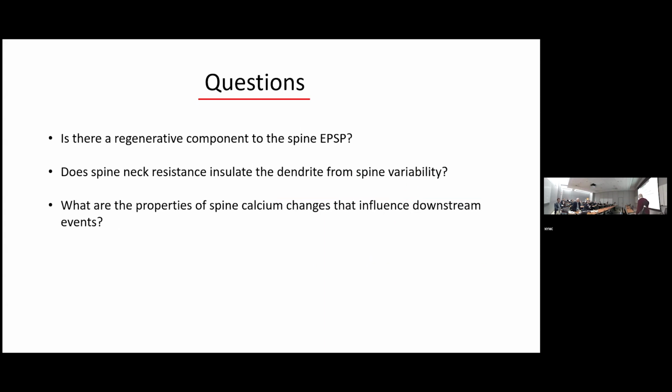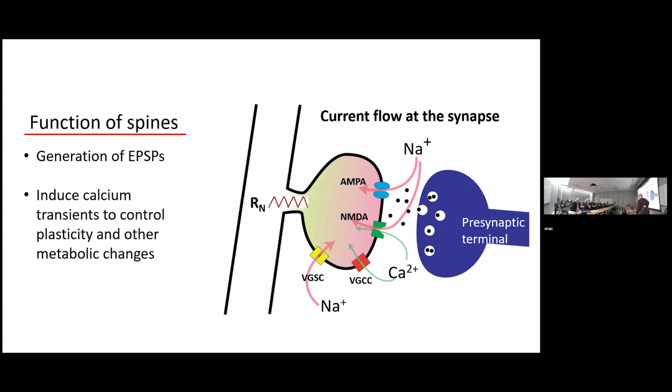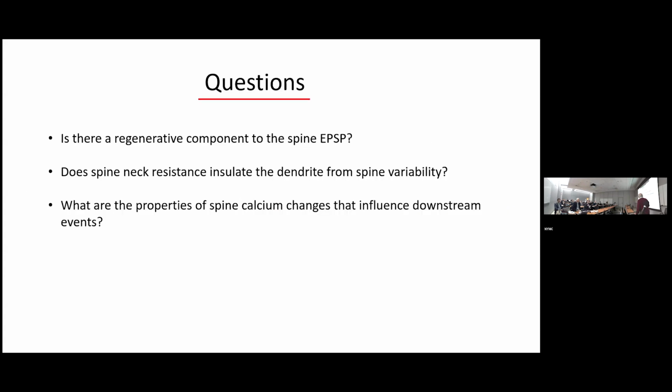Let me go back one. So in addition, does this spine neck resistance insulate the spine from the dendrite? And finally, what are the properties of the calcium change that influence downstream events like LTP?